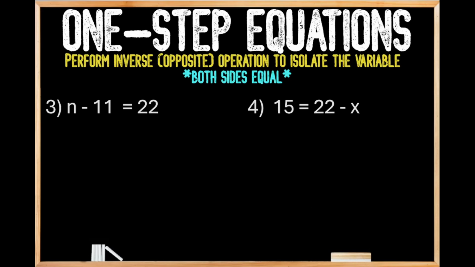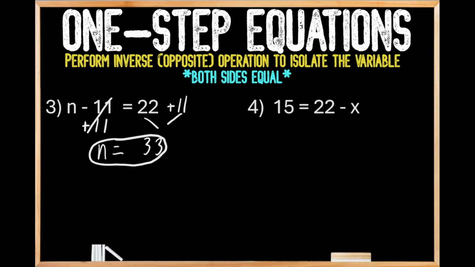Well, here we're subtracting 11 from n, so we're going to do the opposite of adding 11 to our left-hand side, and then we need to make this problem equal, so we need to do the same thing to our right side as well. Well, subtracting 11 and adding 11 cancels each other out, so now our variable of n is isolated, and then when we add 22 and 11, we get 33, so n equals 33.